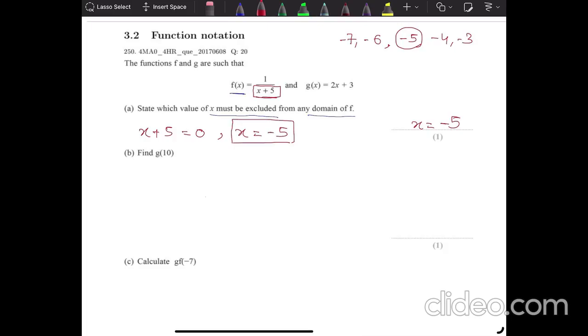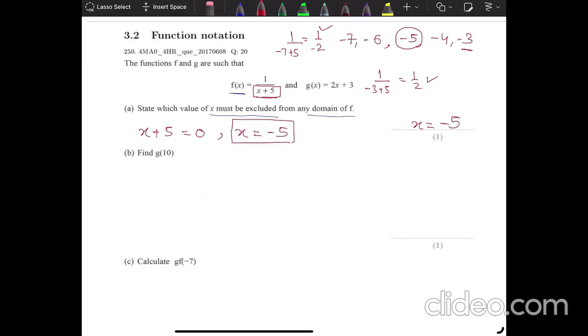So you will simply plug the values into the function and check whether it is possible or not. For example, if I check for -7, it becomes -7 plus 5, and my answer would be 1 upon -2. So yes, it is possible. Similarly, if I cross-check for -3, it will be 1 upon -3 plus 5, which is 1 upon 2. Yes, it's possible. So all the values greater than -5 and less than -5 are possible, but -5 cannot be included, so it has to be excluded from the domain of f. So that's the concept here.